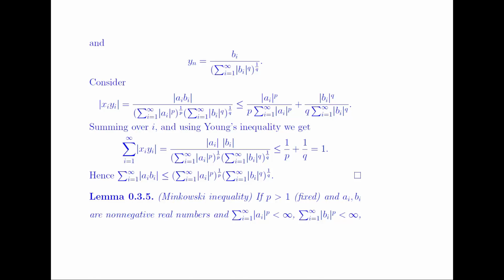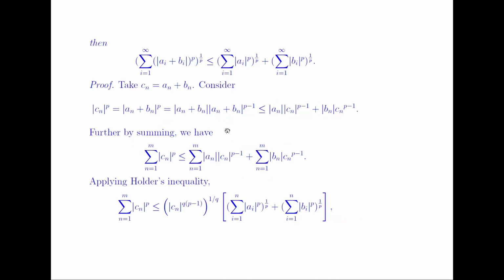And Minkowski's inequality. If p greater than 1 is fixed, and a_i and b_i are non-negative real numbers, and the series is absolutely convergent, then the summation of |a_i + b_i|^p, whole raised to the power 1/p, is less than or equal to the summation of |a_i|^p whole to the power 1/p, plus the summation of |b_i|^p whole to the power 1/p.